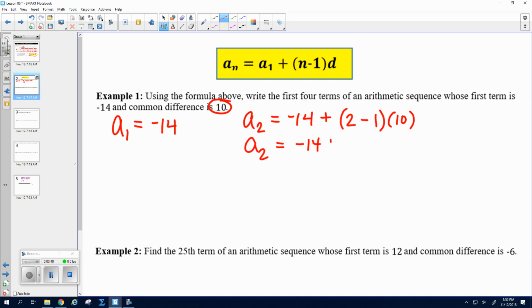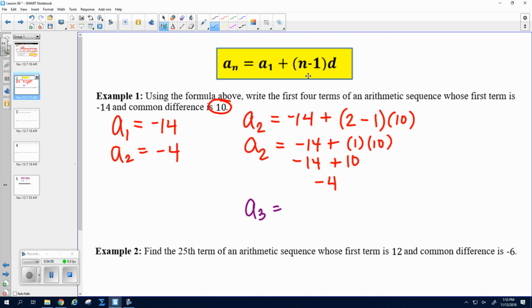So this is negative 14. 2 minus 1 is 1, and then I have 1 times 10 is 10. Add those together, and I get negative 4. So what is a sub 2 equal to? Negative 4. So the second term is negative 4. All right, now we can find the third term. It says using the formula. Is there an easier way? Yes, but I want you to use the formula for right now.